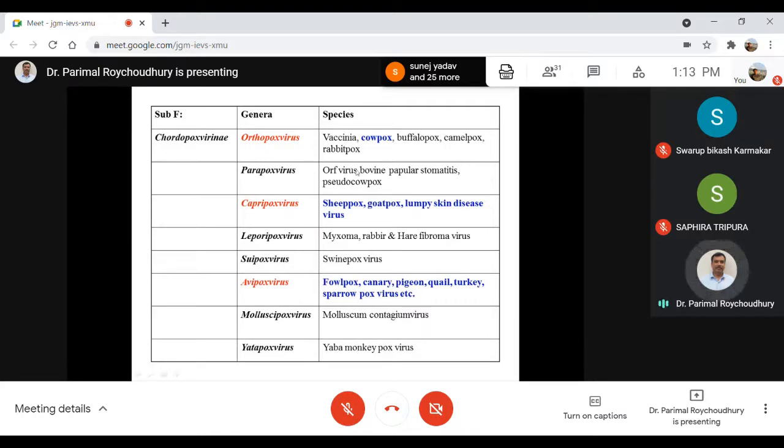And this orthopox also includes the variola. I have not mentioned it because variola includes the smallpox virus of human. Variola is the species of smallpox infections in human. And in the parapox, we have a disease called ORF, although it is not in your syllabus, but I will include it because this disease is very much prevalent in Northeast India as well as in other parts of India. Then Capri includes these three infections: sheep pox, goat pox, and lumpy skin disease.